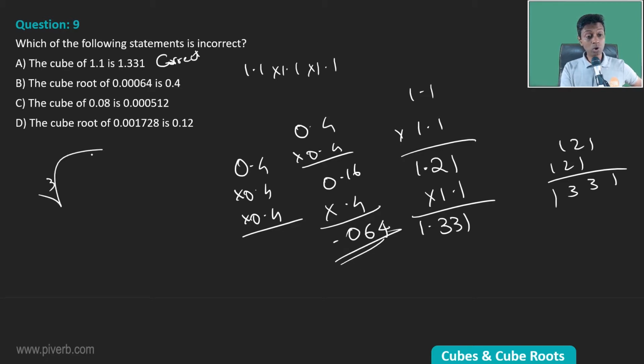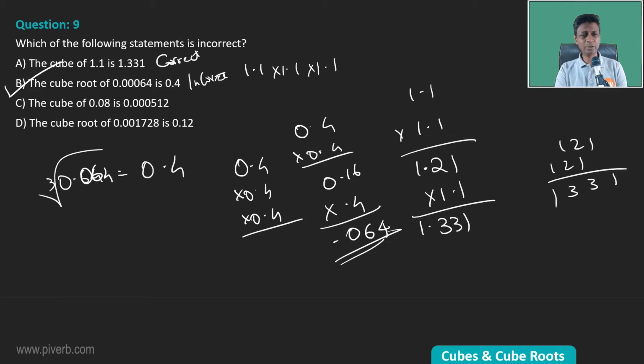So the cube root of 0.064 is 0.4, not 0.00064. So this is incorrect. This is the answer choice we are going for. And let's evaluate the others.